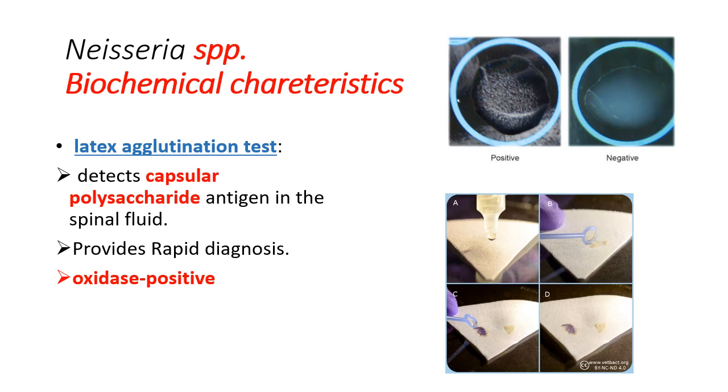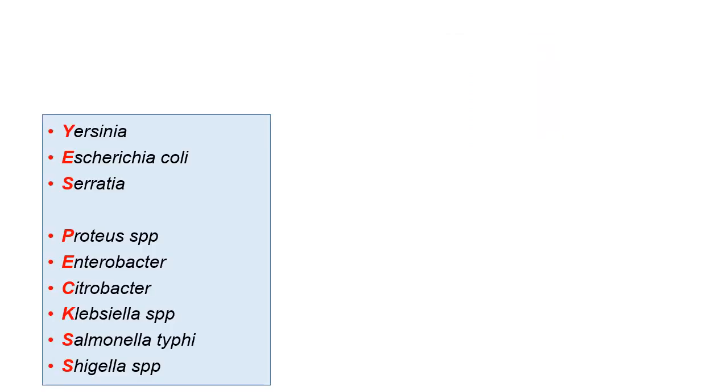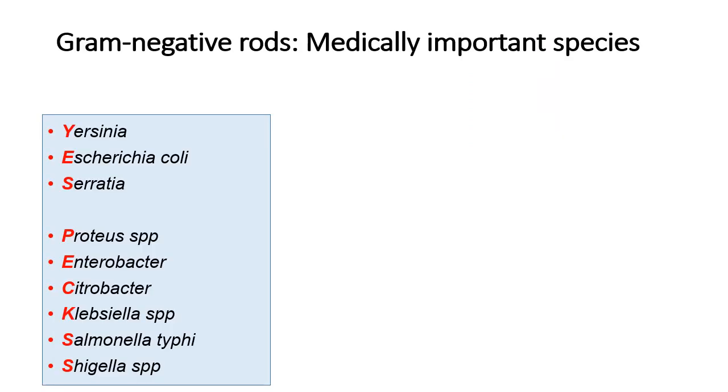Now let's move to the rest of the lecture, to the gram-negative bacilli. So in gram-negative rods or bacilli, we are going to focus only on medically important species. What this means basically is that there are so many large groups that are found in the environment or in the animals or plants that we're not going to discuss. We're going to discuss the ones relevant to human beings.